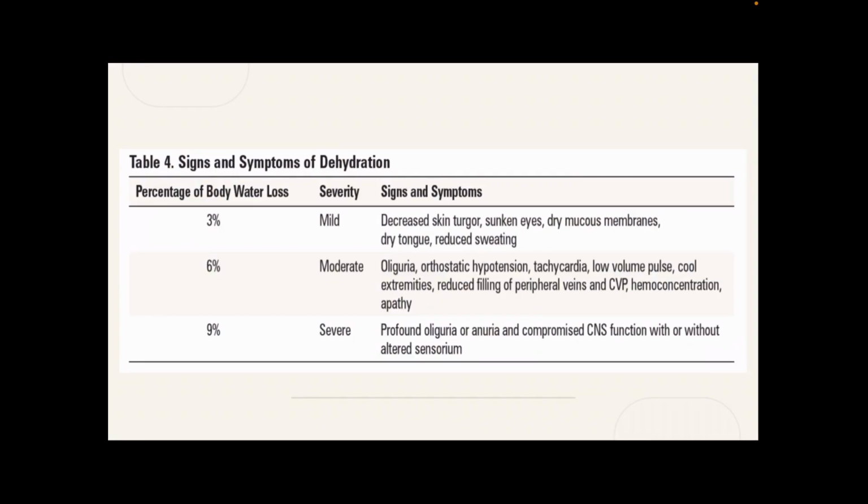So you have signs and symptoms of dehydration, okay? These differ in severity, and the symptoms reflect the percentage that is being lost. So if you lose 3%, this is mild, you will notice decreased skin turgor, sunken eyes, dry mucous membrane, dry tongue, reduced sweating. If you lose 6%, this is moderate, you will notice oliguria. The kidneys are trying to maintain the fluid, so not much urine. Orthostatic hypotension, tachycardia, low volume pulse, cool extremities, reduced filling of peripheral veins and CVP, and hemoconcentration and apathy. If it's 9%, this is extremely severe, profound oliguria, anuria even, and compromised CNS function. Once it affects the CNS, this is extremely severe. It will cause confusion, altered mental status, and such.